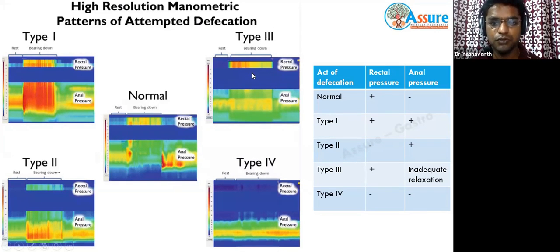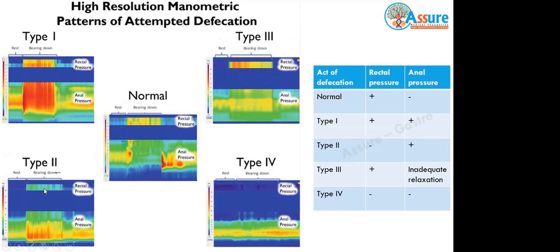Type 2, I have made a simple table for you, an easy way to revise. So in type 2, there might not be much change or a slight increase in rectal pressure, but anal pressure also increases. See, resting anal pressure is always more than rectal. Even if it increases slightly, the patient won't be able to pass the stool. Sorry, this is type 3. Type 2, rectal pressure will almost remain the same.